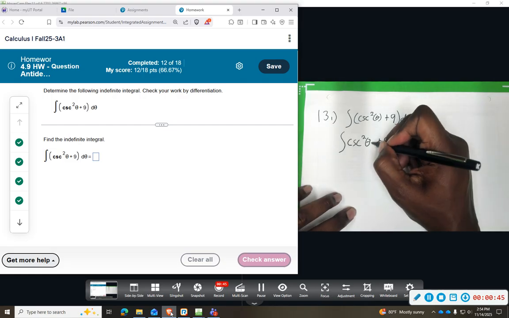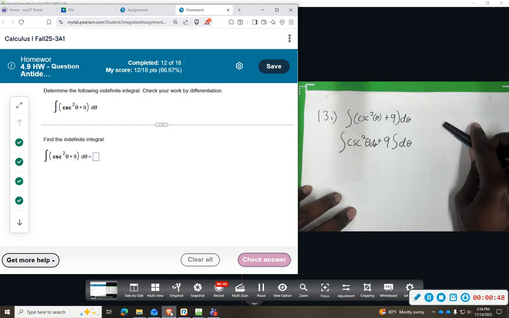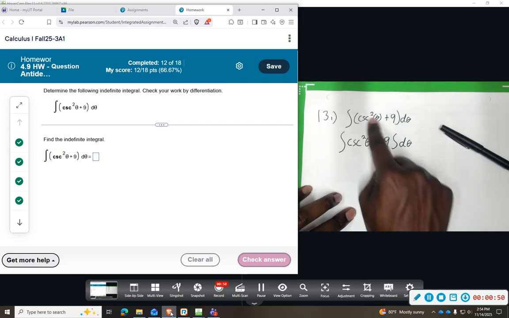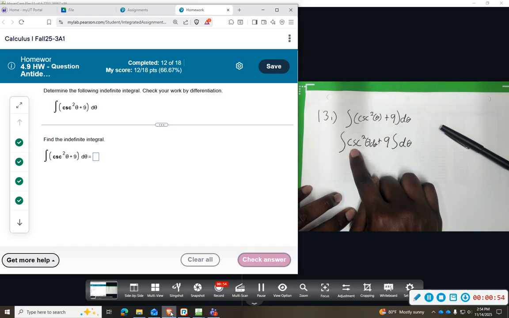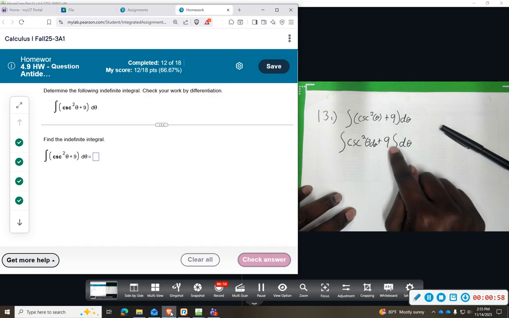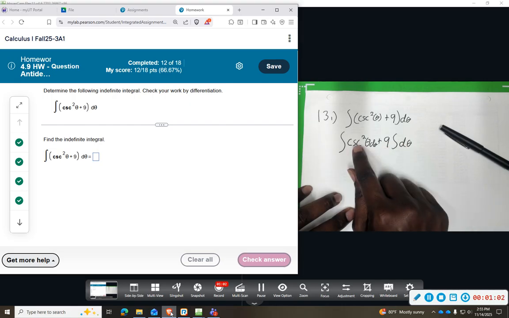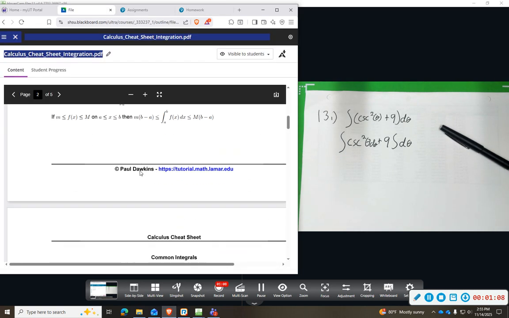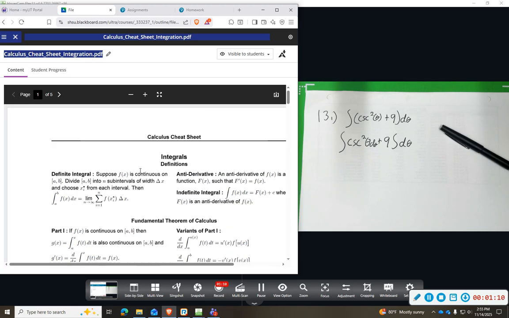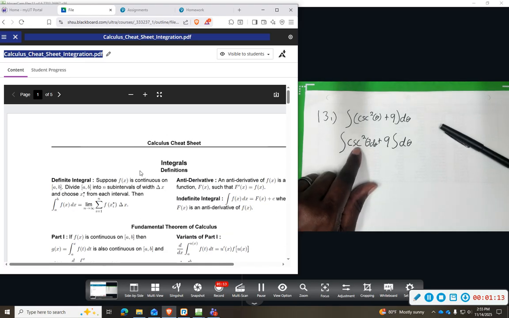Okay, so I should put a d theta here as well. All right, so usually when I'm doing the trig functions, instead of trying to do this power rule, let's always double check to see if there's already a given antiderivative. We can do it with algebraic functions, just add a theta. But cosecant squared, I'm going to go to our cheat sheet with derivatives and common integrals and see if we have a cosecant squared antiderivative already given.